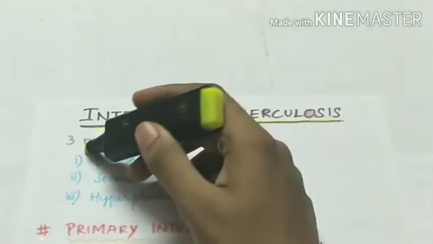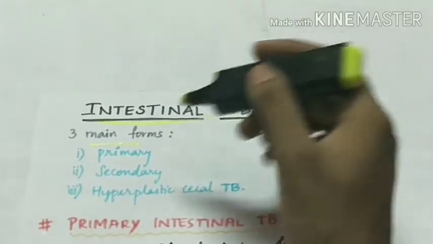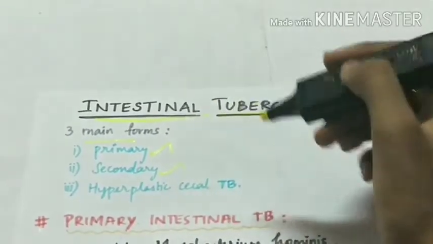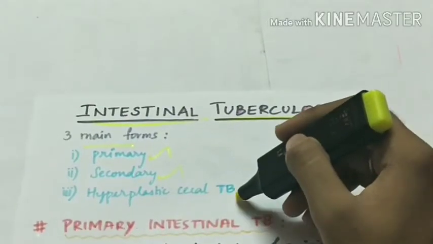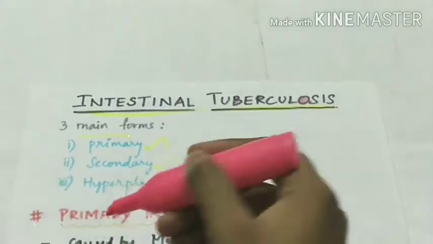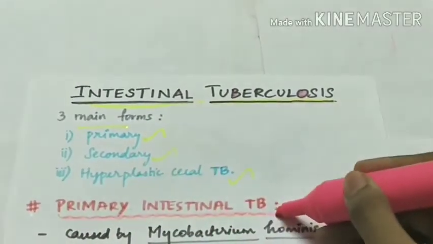There are three main forms of intestinal tuberculosis. They are primary tuberculosis, secondary tuberculosis, and hyperplastic cecal tuberculosis. First, let's see about the primary intestinal tuberculosis.